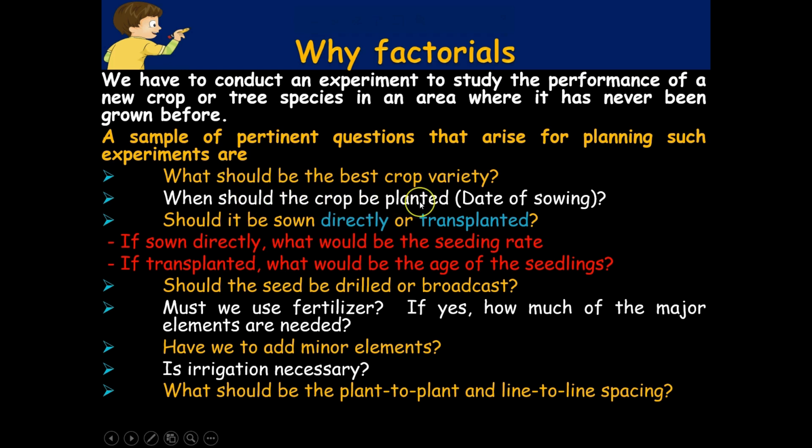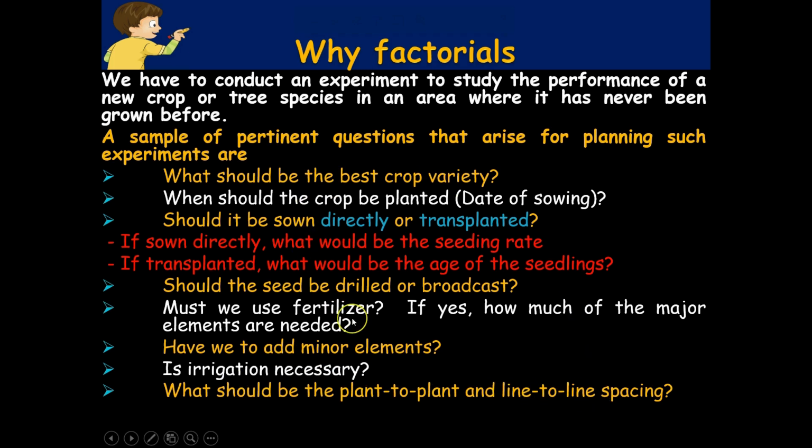When should the crop be planted, or we can say the date of sowing? Should it be sown directly or transplanted? If sown directly, what would be the seed rate? If transplanted, what would be the age of seedlings? Should the seedlings be drilled or broadcast? Must we use fertilizer? If yes, how much of the major elements are needed? Do we have to add the minor elements? Is irrigation necessary? What should be the plant to plant and line to line spacing?